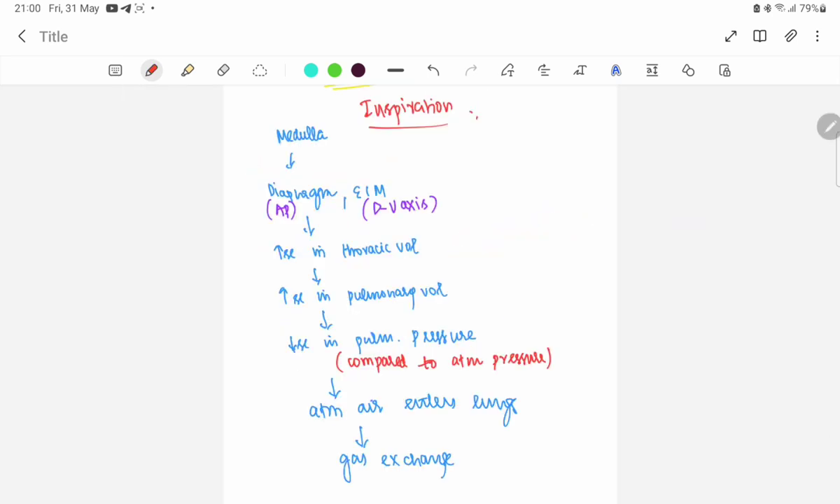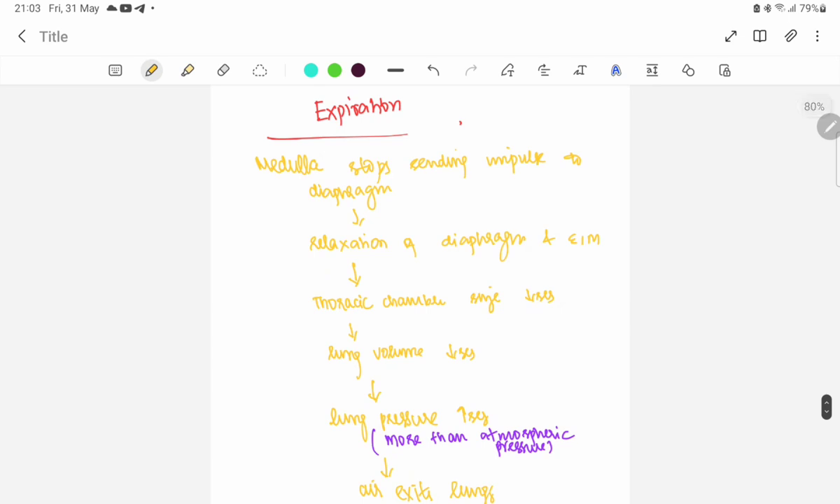So this is a flowchart for inspiration. From the medulla, the impulse comes and reaches the diaphragm. Along with it, the external intercostal muscle also contracts. So the diaphragm causes an increase in the AP axis and the external intercostal muscle causes an increase in the DV axis. Both of them result in an increase in thoracic chamber volume. Ultimately, it results in an increase in pulmonary volume. Pulmonary volume is nothing but lung volume. This results in a decrease in pulmonary pressure when compared to the atmospheric pressure. So atmospheric air enters the lungs. Gas exchange will take place. This is called inspiration.